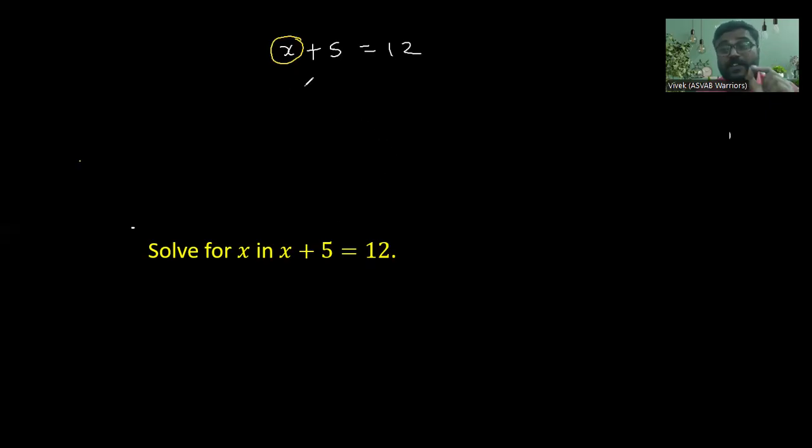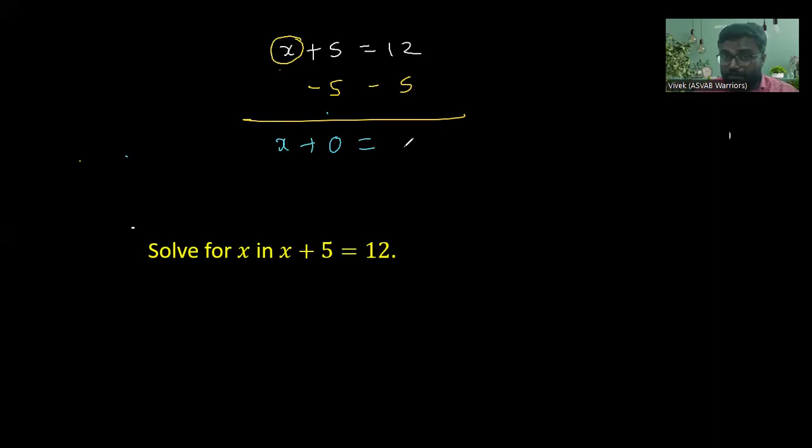So here we have x plus 5 equals 12. Now I just subtract 5 from both sides. Remember, whatever operation you are doing, you need to do it on both sides. You cannot simply do it on one side and keep the other side as it is. So this plus 5 minus 5 will get cancelled out. What do we have? x plus 0 is equal to 12 minus 5, which is 7. Which simply means x is equal to 7.